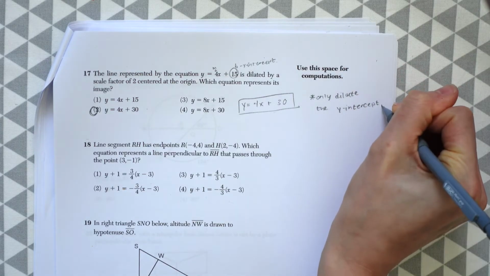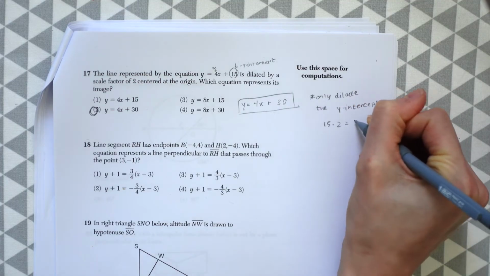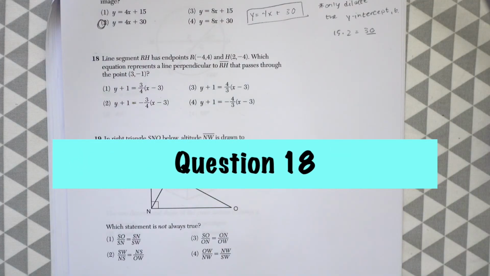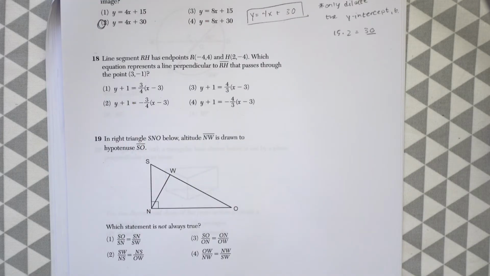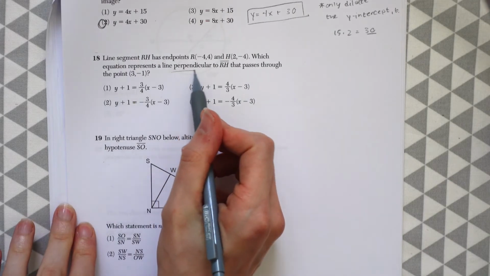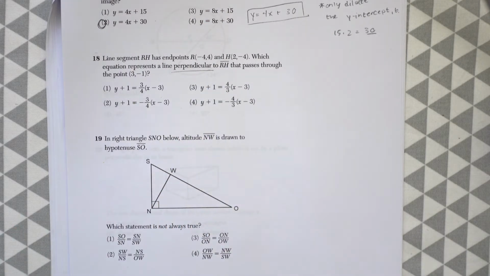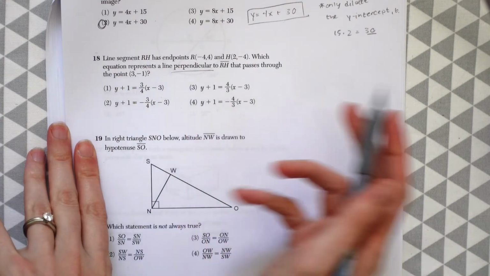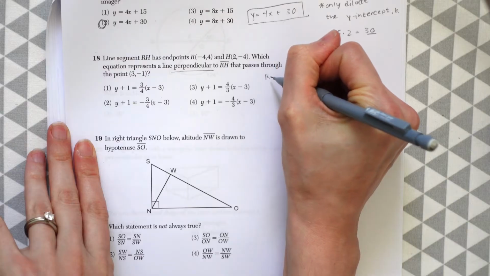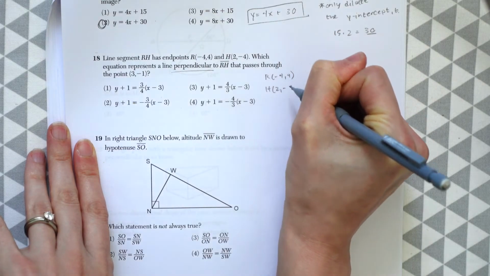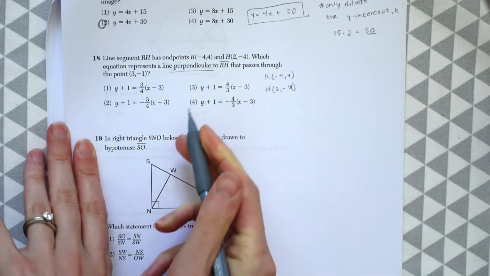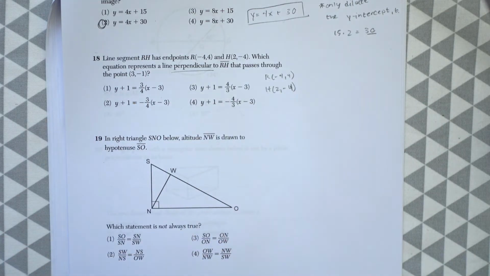Question 18. Line segment RH has endpoints R (-4, 4) and H (2, -4). Which equation represents a line perpendicular to RH that passes through the point (3, -1)? So first let's find the slope for this line segment. We're dealing with this point R (-4, 4) and then H (2, -4), and we want to find a line in point slope form, so we're going to need the slope and the y-intercept.